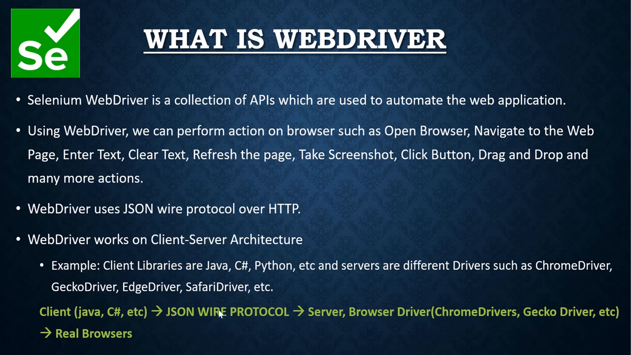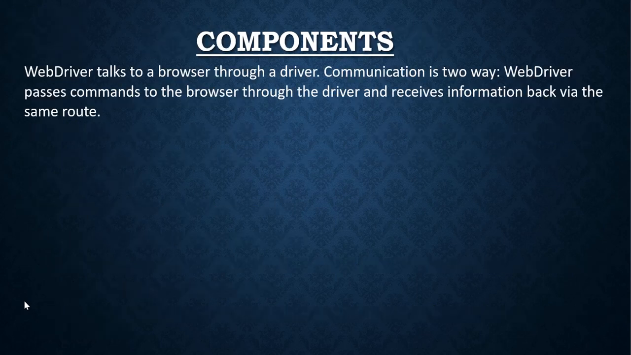In between is the JSON Wire Protocol. This is a very important component. And if you are using Eclipse, then you will see the response on Eclipse, like fail or pass, showing what is happening when we are sending any request. All right, let me move forward.